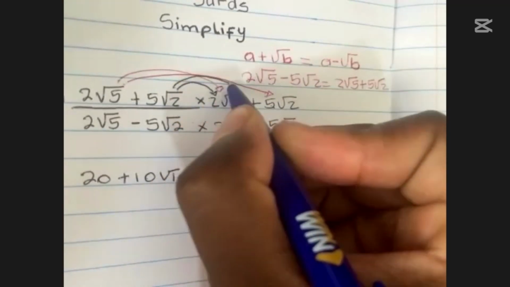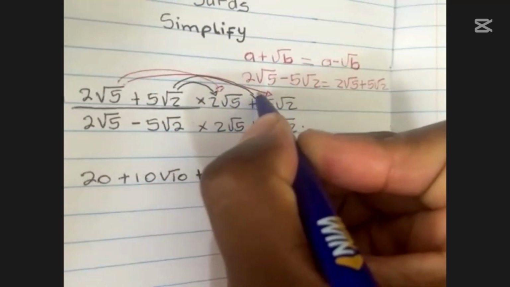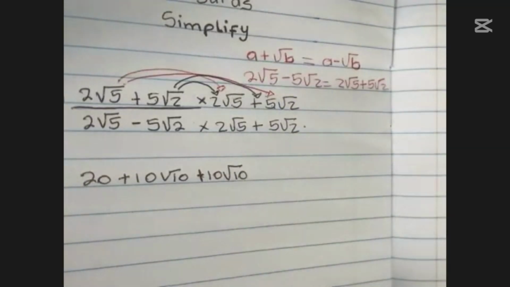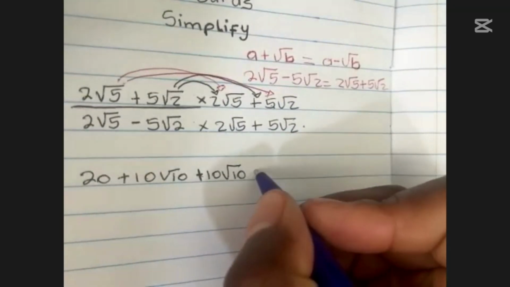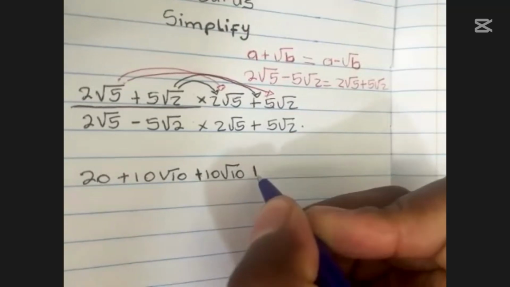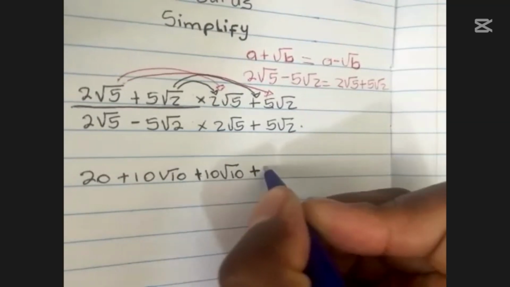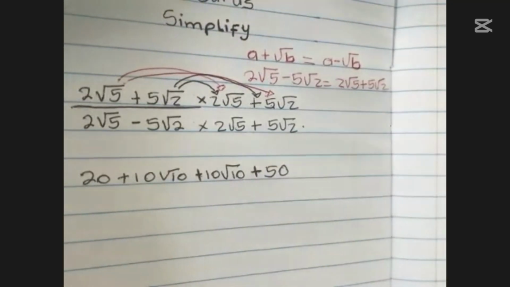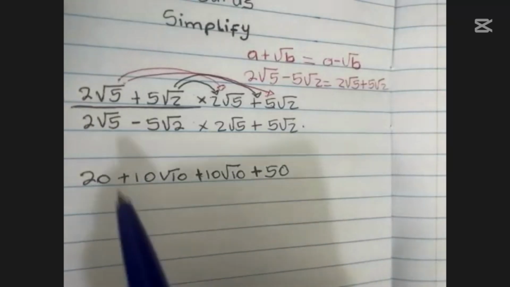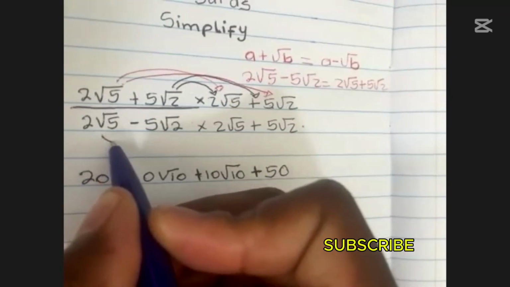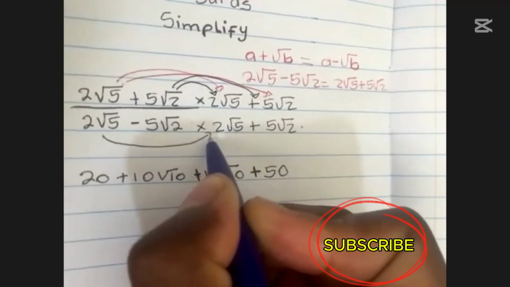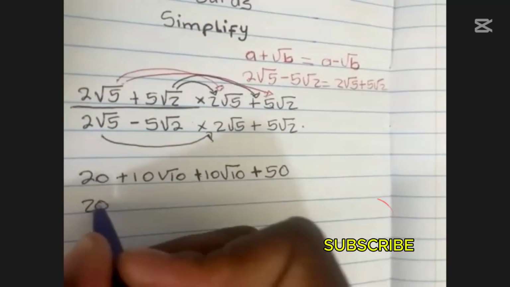5√2 times 5√2, what are we going to get? We are going to get a 50 there. So it's plus 50. And then we do the same thing this side. That means we are going to say 2√2 times 2√2, what are we going to get? We are going to get a 20.